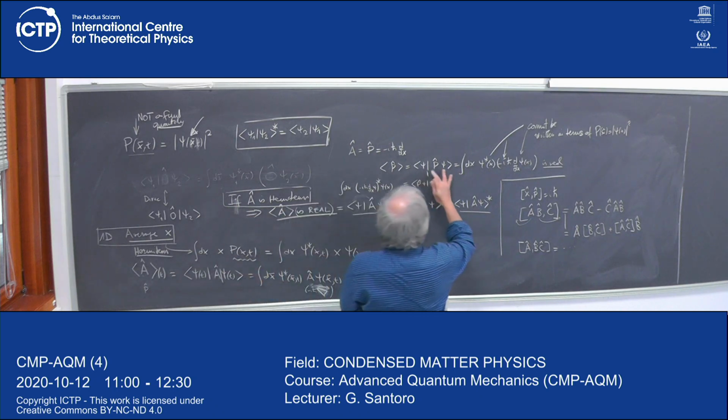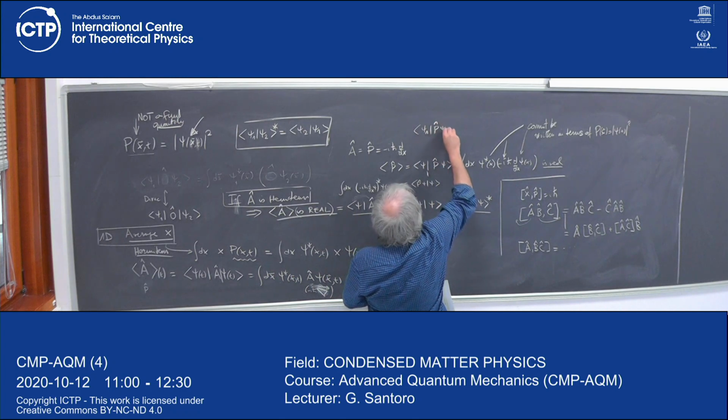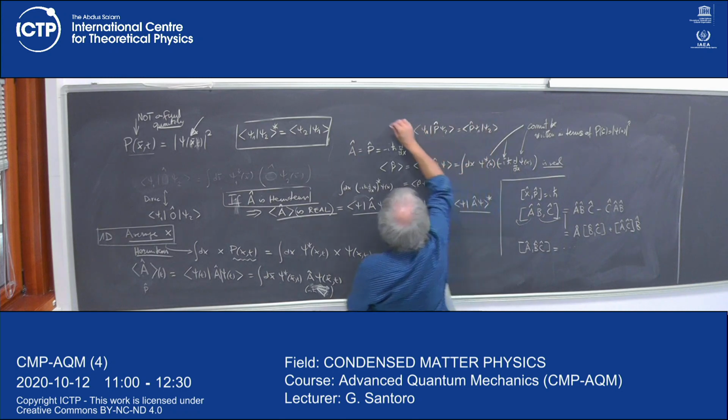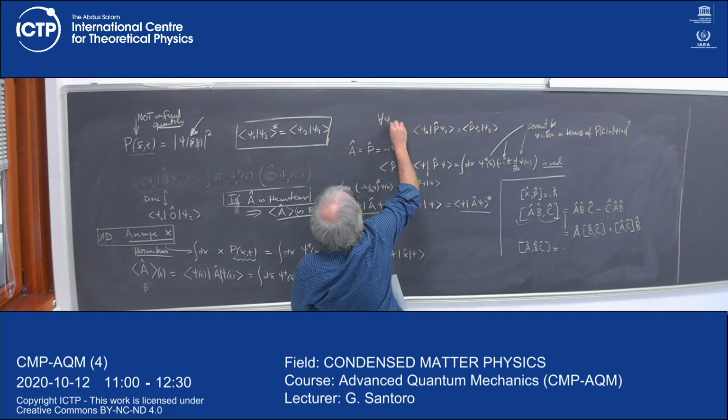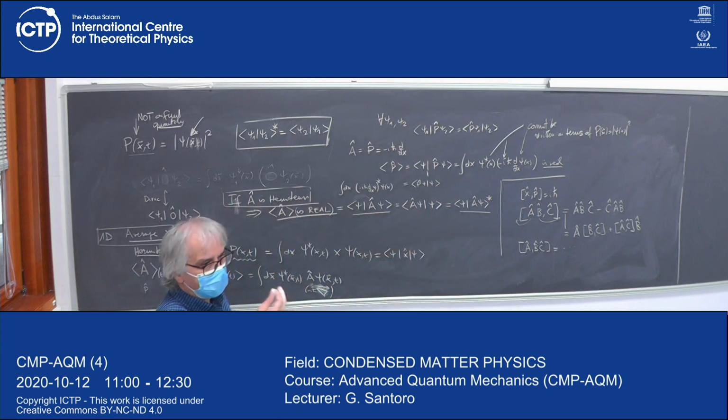To show that P is Hermitian, you have to show this: the inner product of psi 1 with P psi 2 equals the inner product of P psi 1 with psi 2, for any psi 1 and psi 2. So you have to show that this trick of integration by parts correctly works for any states.